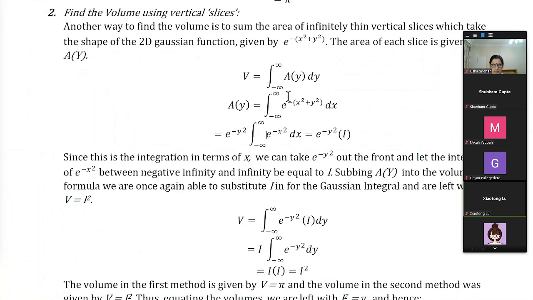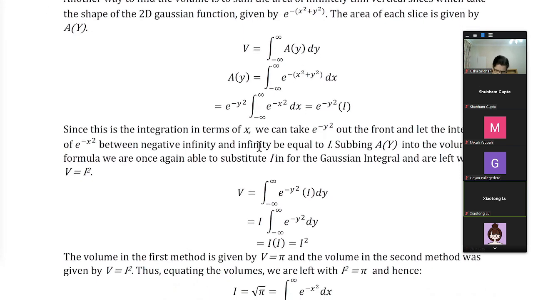So the equation here is each one of the surface areas of these vertical slices is given by the integration between negative infinity and infinity of e to the negative x squared plus y squared. Since we're integrating in terms of x, we can take out the e to the negative y squared term due to integral laws, and we actually end up with this term here, which is the Gaussian integral, which we're going to represent by I. So the surface area of each of the vertical slices ends up being e to the negative y squared times the Gaussian integral represented by I.